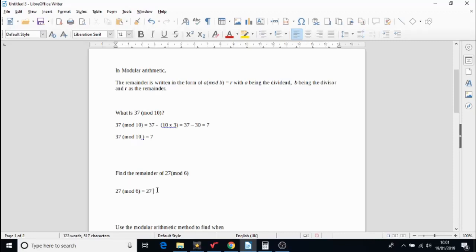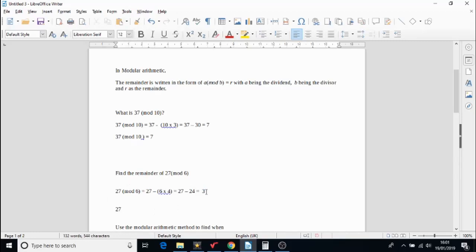So we do 27 minus 6 multiplied by 4, so 4 multiples of 6. That's 27 minus 24, which is equal to 3. Therefore, 3 is the remainder. 6 can't go into 3 anymore, because 6 is greater than 3.